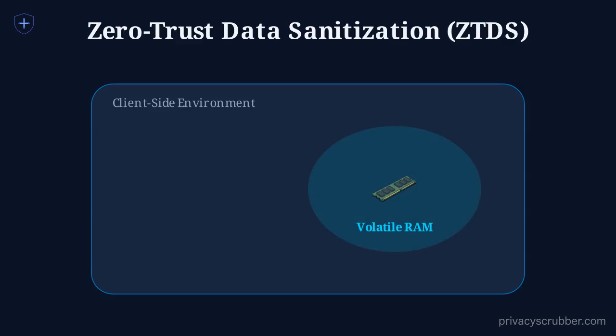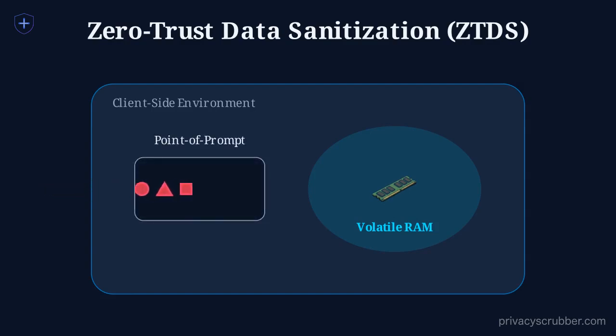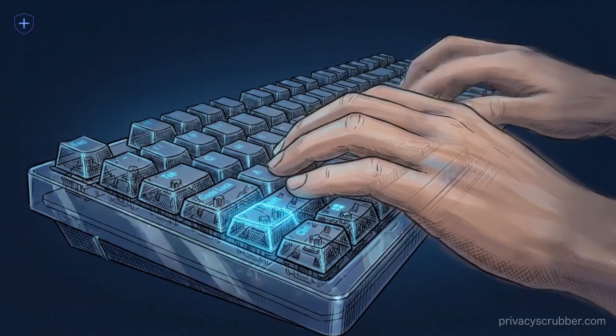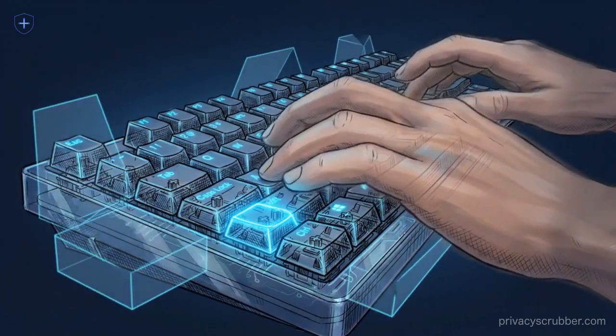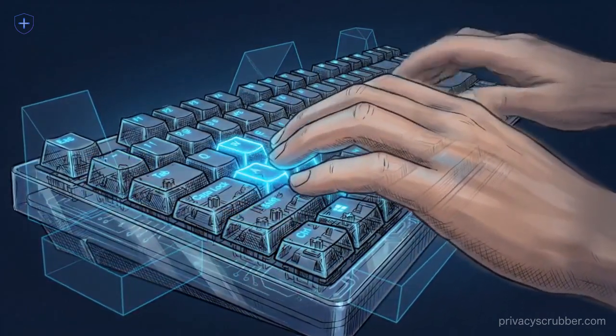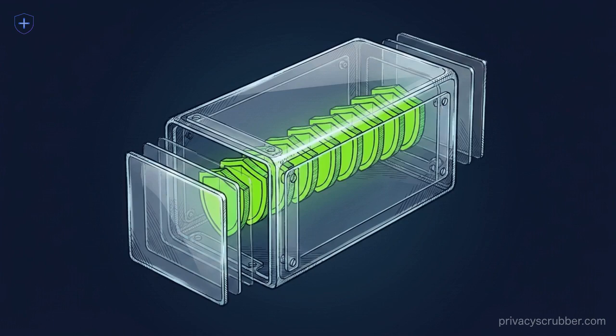ZTDS operates 100% client-side, executing specifically inside the volatile RAM of the user's browser. Data is halted precisely at the point of prompt, before the browser can even generate an HTTP payload to send over the network. Inside this volatile memory, sensitive identifiers are mathematically swapped for localized, anonymized placeholders. Because processing occurs in volatile RAM, the sanitization matches the speed of the user's typing, avoiding the latency spikes typically associated with cloud-based inspection. The HTTP payload that the browser finally generates contains only those neutralized, mathematically sanitized tokens.